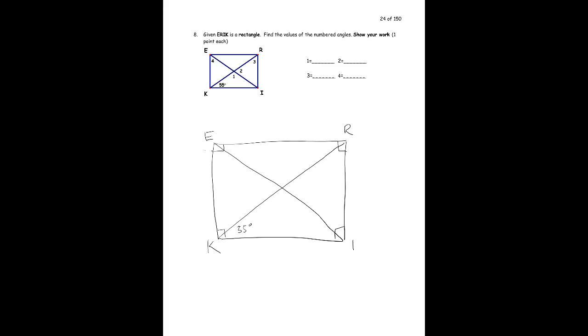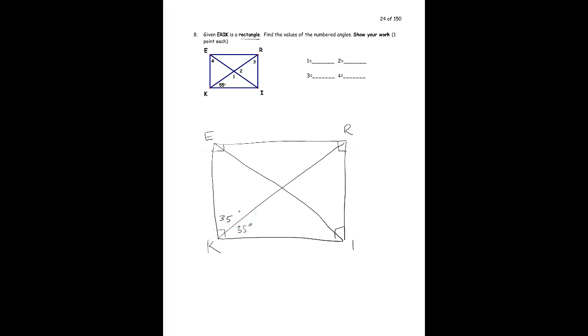I just redrew the diagram to make it a little bit bigger so I could find it, and I'm not going to put the 1, 2, 3, and 4 in here. So now I'm just going to see if I can fill in all the angles that I can find here. Remember, this is a rectangle. All the angles are right angles, so this has to add up to 90 degrees in this corner, so we know that this one's going to be 35.